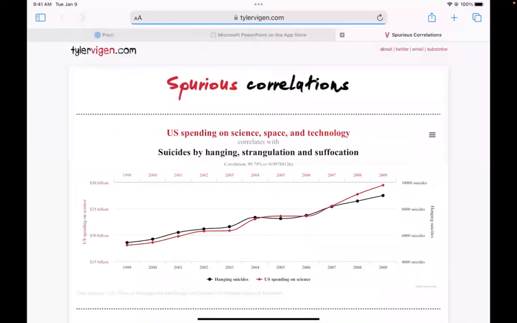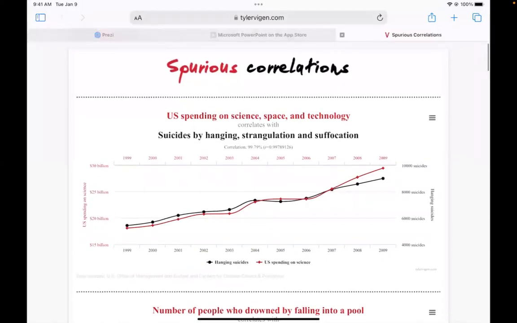So there's this website called Spurious Correlations. What it does is it shows things that are correlated that, you can't say that one thing causes the other, but they're really funny. For example, right here, the US spending on science, space, and technology correlates with suicides by hanging, strangulation, and suffocation. 0.9979 is the correlation coefficient.